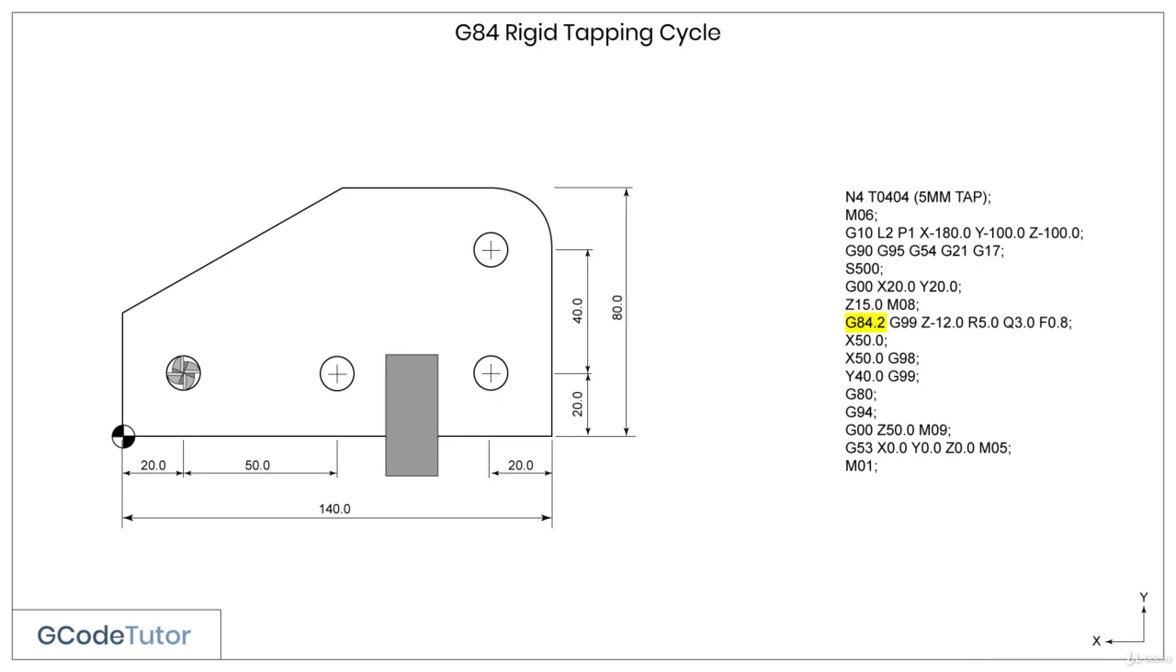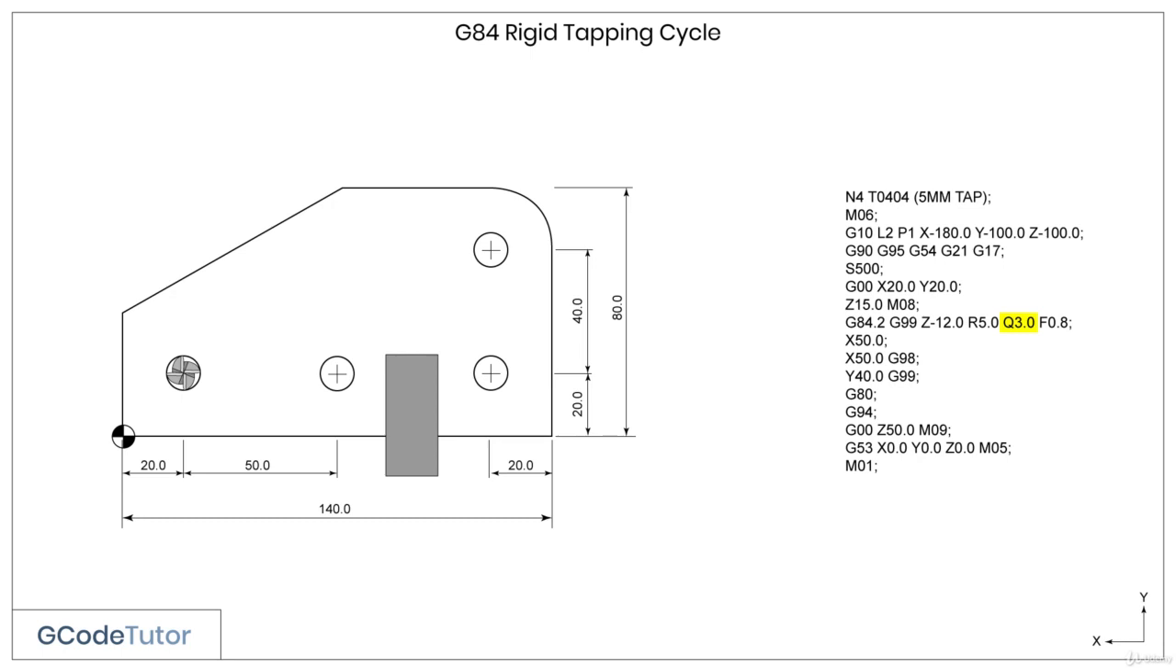So if the hole we are tapping is a deep hole, or if we're using a soft material such as aluminium that keeps clogging up the tap and breaking it, we can use a peck tapping cycle by using a G84.2 instead of a G84. This allows us to use a Q value so we can set the peck depth.